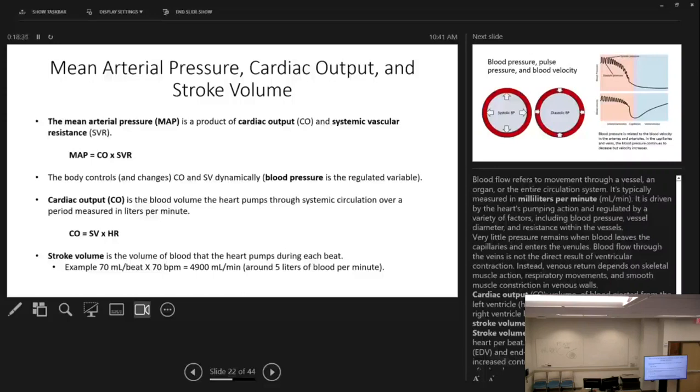Those are variables that can be manipulated, as we are going to see later, in many different ways. Okay, the actual important regulated variable is the blood pressure.